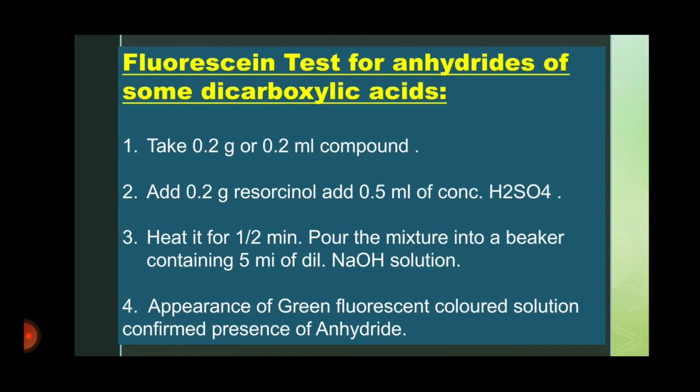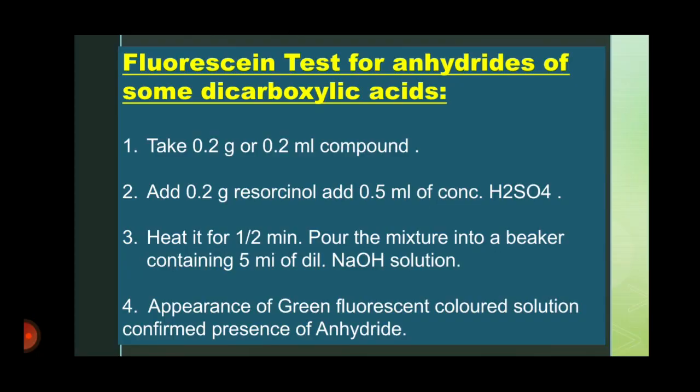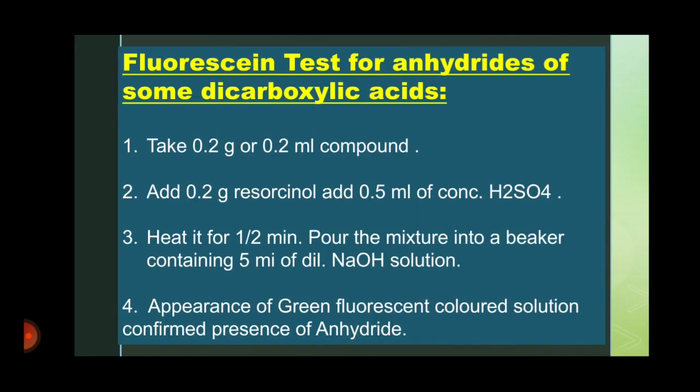Next test is the fluorescence test for anhydride of some dicarboxylic acids. So take 0.2 gram or 0.2 ml of compound, add 0.2 gram resorcinol and 0.5 ml of concentrated H2SO4. This is the concentrated H2SO4, and we heat it. It forms fluorescein. Heat this mixture for 1.5 minutes.